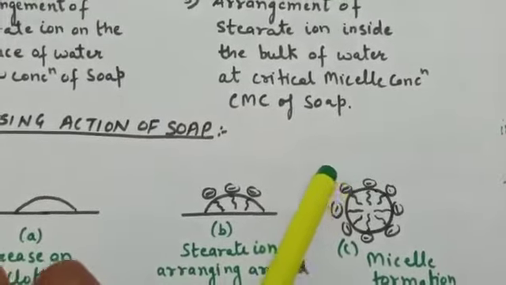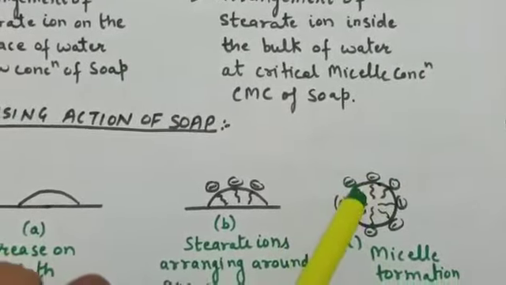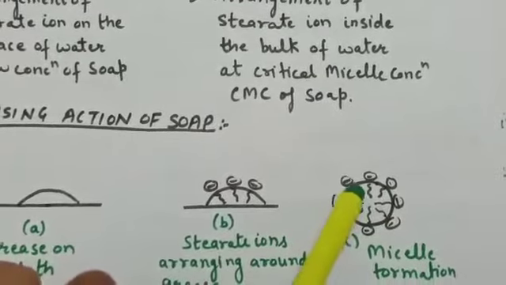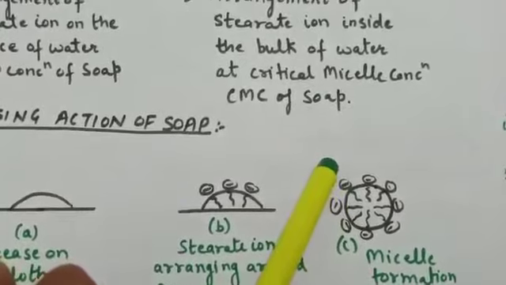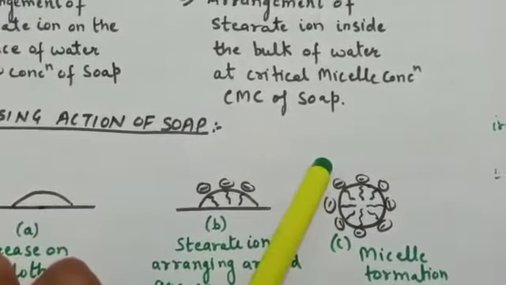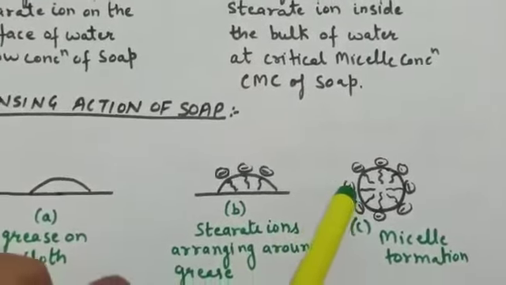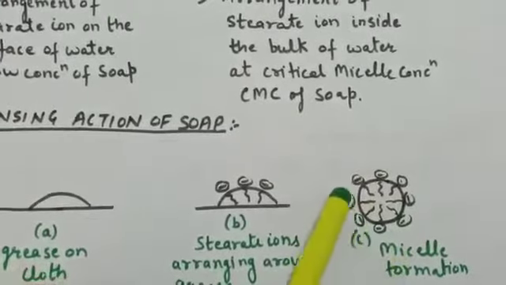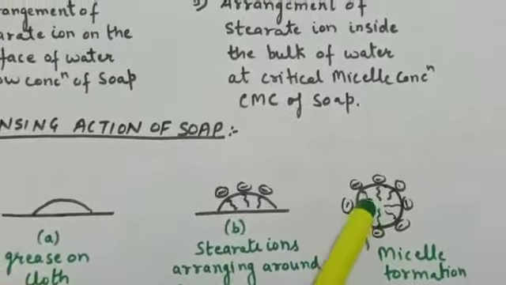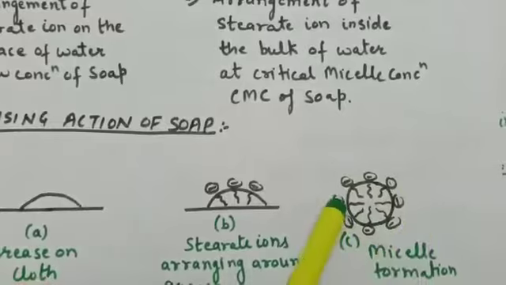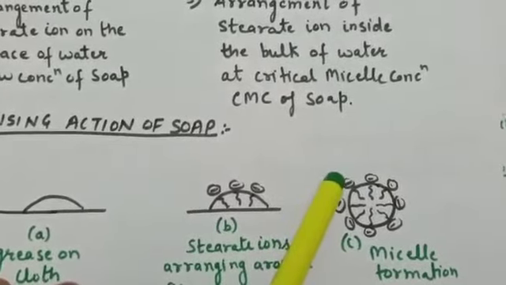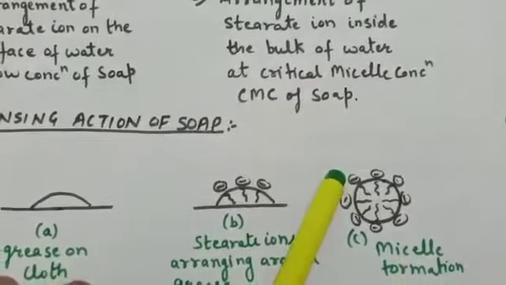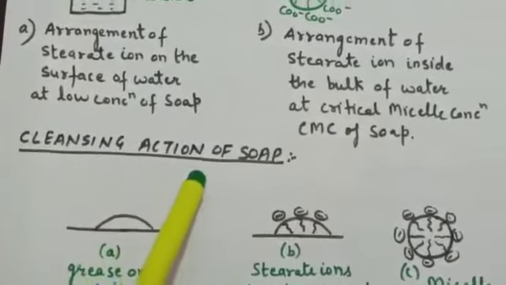Since the negative polar part will interact with the water, the oil droplet surrounded by the stearate ions is now pulled into the water and removed from the dirty surface. That is, micelle formation will take place, and when we wash with water, these micelles are washed away with water and we will get our surface free from the grease. So this is the cleansing action of soap.